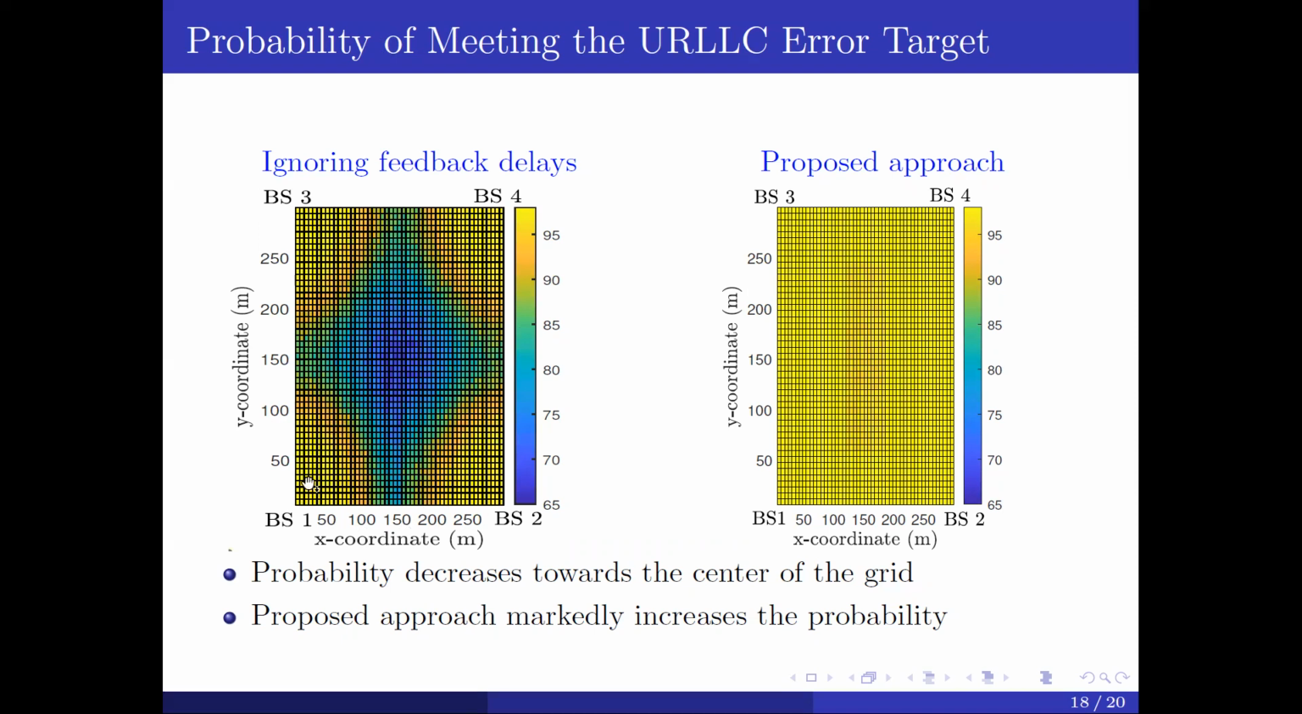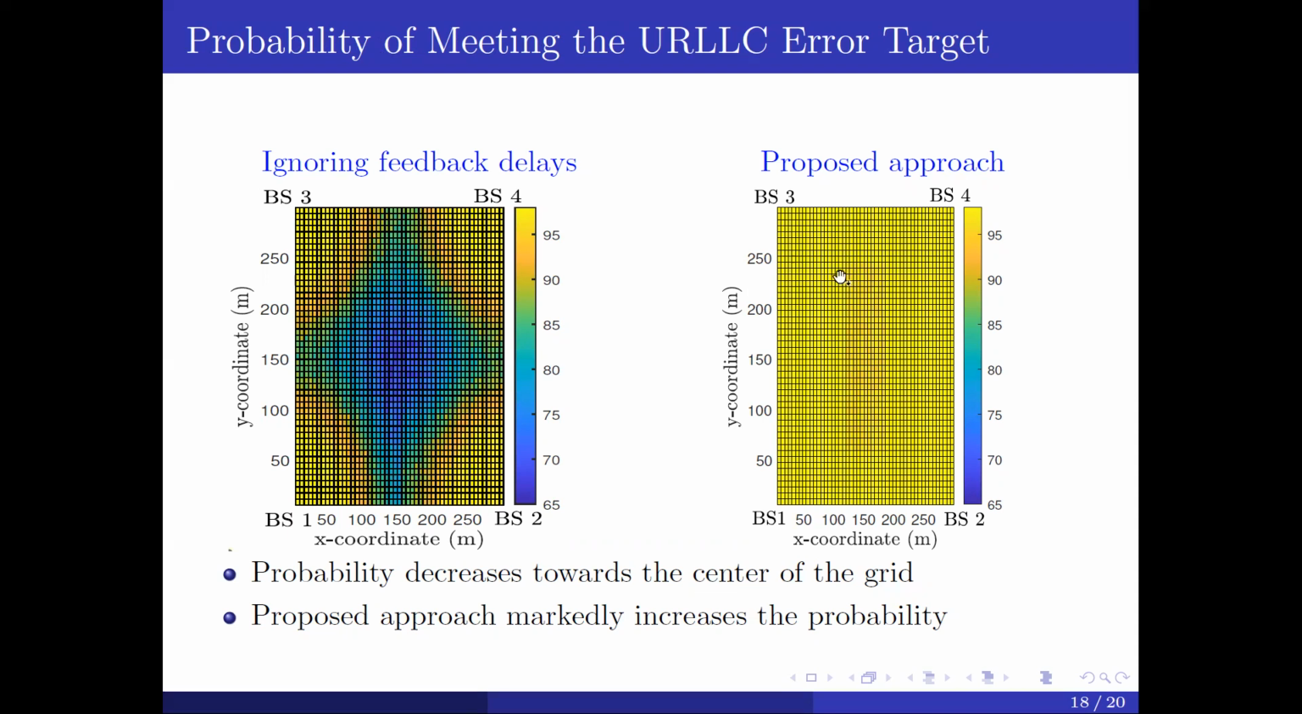Now we can see as the user moves towards the center of the grid, the probability decreases. This is because at the center of the grid, the choice of MCS is sensitive to multipath fading. Whereas near the edges, the user is very close to the base station. As a result, the choice of MCS is not that sensitive to multipath fading compared to the center of the grid. Therefore, the probability reduces to almost 65% near the center of the grid.